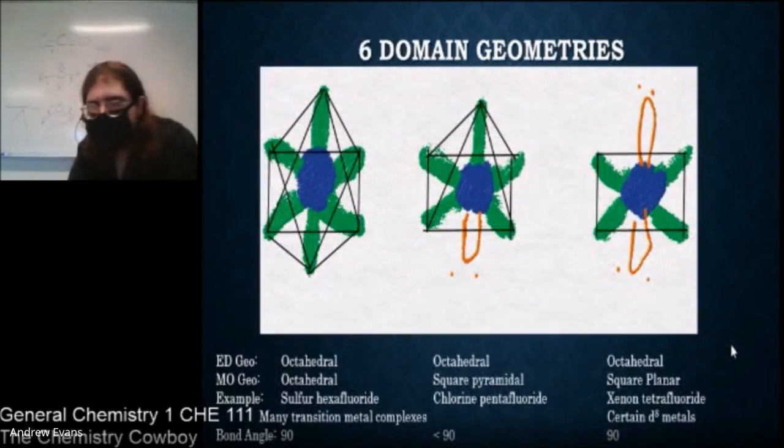And then octahedral. I've only included these three shapes because once we get past this third shape, it goes to T-shape and to linear again, and those aren't really common at all. So octahedral. An octahedral is like the trigonal bipyramidal, except instead of a triangular pyramid, it's a square pyramid all the way around. It's a square pyramid up and a square pyramid down.